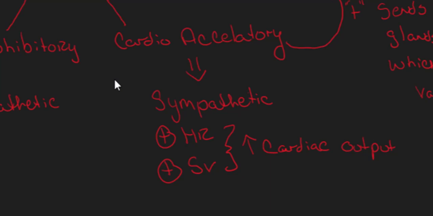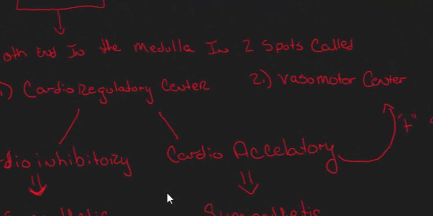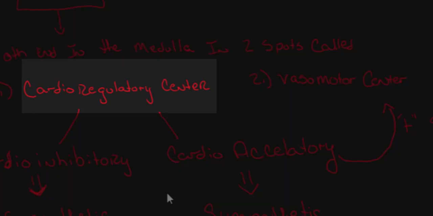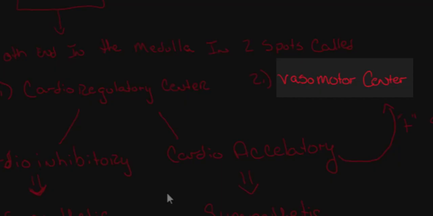Heart rate times stroke volume. So how do we increase our stroke volume? We're going to pull that in just a second when we start talking about our kidneys and our posterior pituitary gland. So going back up, remember I told you there were two sections inside the medulla. You have your cardioregulatory center, and then you have your vasomotor center.